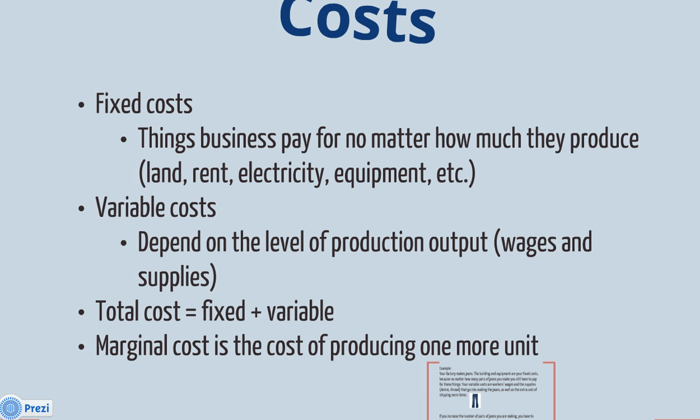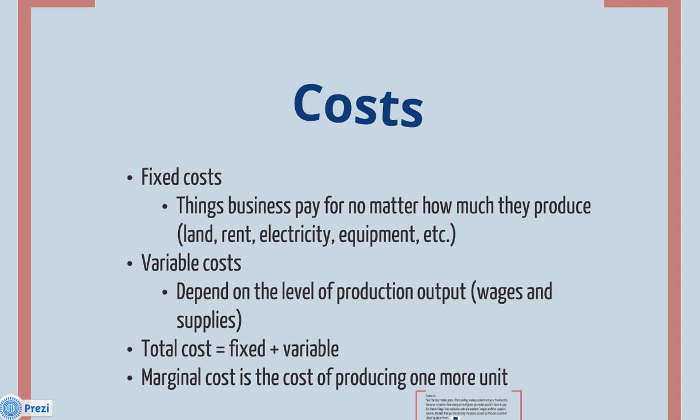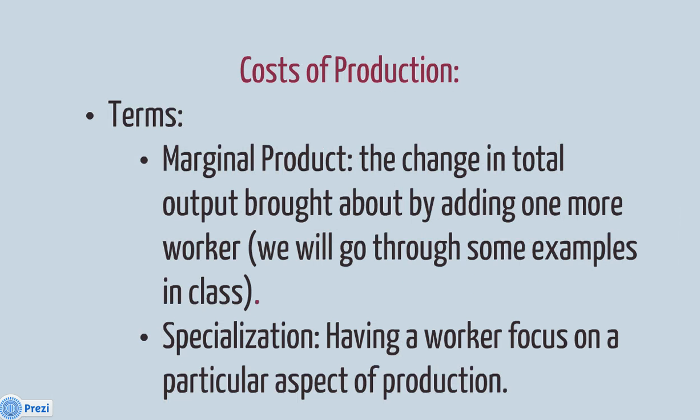For an example, well, actually, first off, we have a few terms that you need to be familiar with. Marginal product is the change in total output brought about by adding one more worker. We're going to go through some examples of this in class, but just imagine you have a bunch of people doing a task, you add one more person to make it more efficient, and maybe adding one more person makes it even more efficient, but then if you add 3 more people, they start to get in each other's way, and it becomes less and less efficient. So we'll talk about that in class.